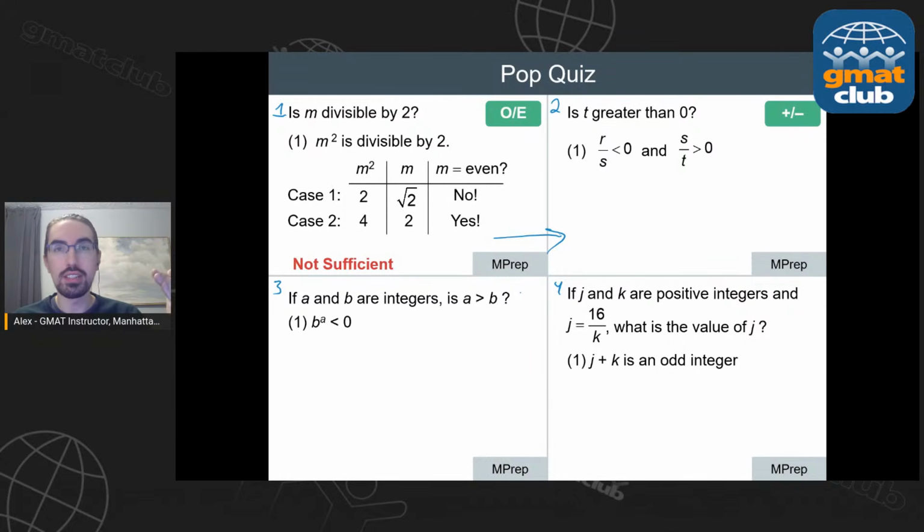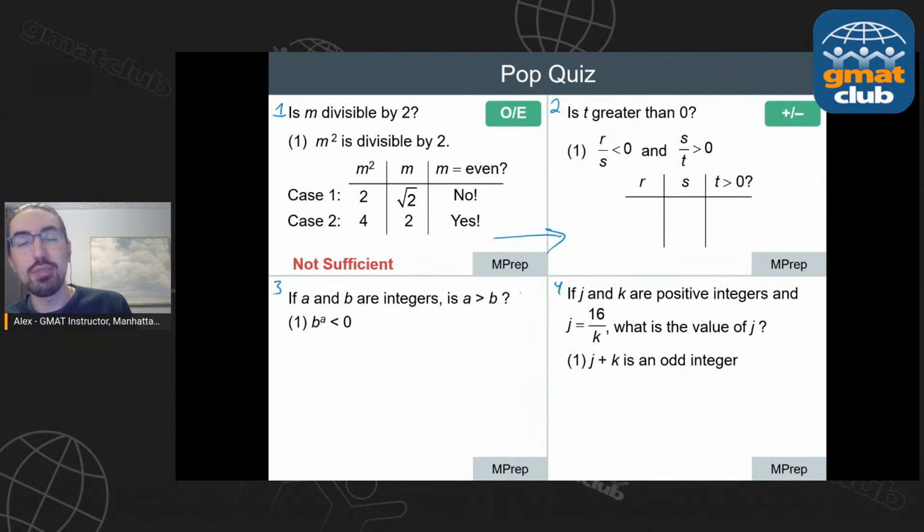So again, I'm going to show you what testing cases might look like. We're going to pick something for R, pick something for S, and then see if that makes T positive or negative. But one thing about number properties is that you can test individual numbers like we did in question 1. But if you know that we're dealing with the theory, you can also just test the theory. So if you just test with the properties of the numbers, it can be a little bit faster, right? If we know we're dealing with positives and negatives, we can just think, okay, what happens if R is positive and S is negative?